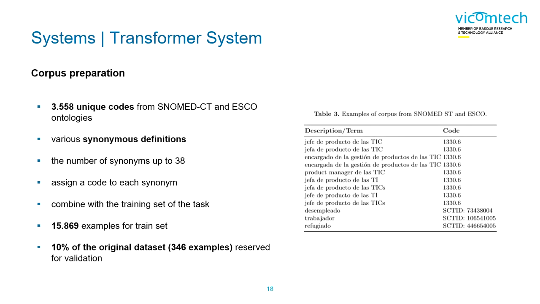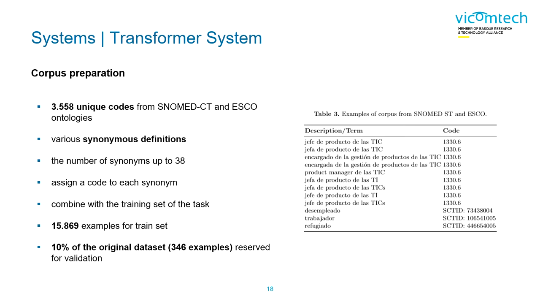For this system, we prepare a training corpus. The set of valid codes from the ontologies consists of more than 3,000 unique codes. Some of them have synonymous definitions. We split them and assign a corresponding code to each synonym. You can see a sample of the corpus in the table.